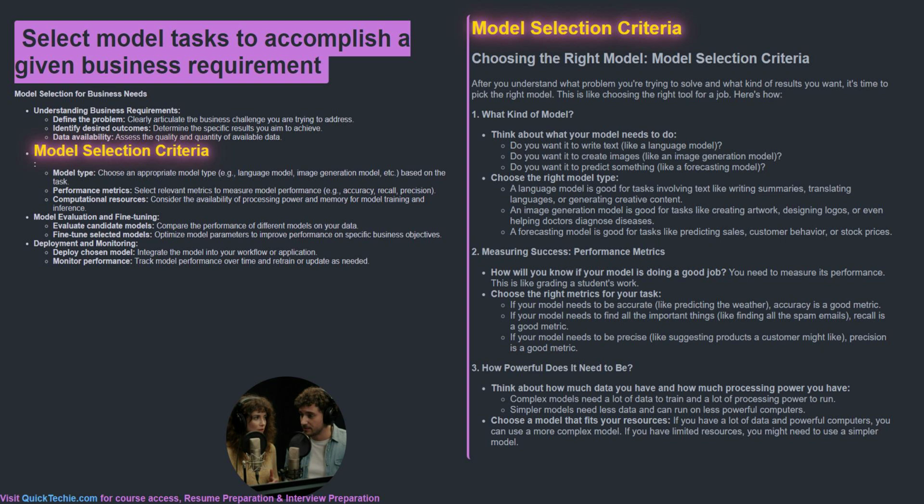A language model is good for tasks involving text like writing summaries, translating languages, or generating creative content. An image generation model is good for tasks like creating artwork, designing logos, or even helping doctors diagnose diseases. A forecasting model is good for tasks like predicting sales, customer behavior, or stock prices.